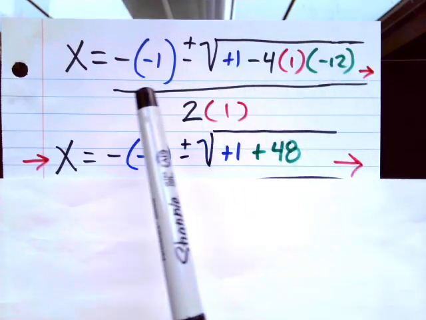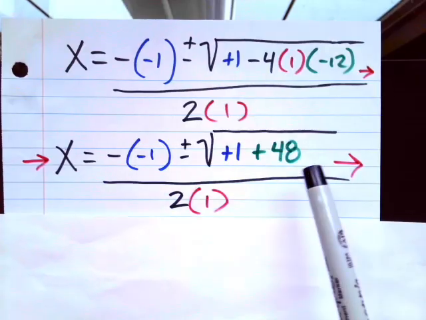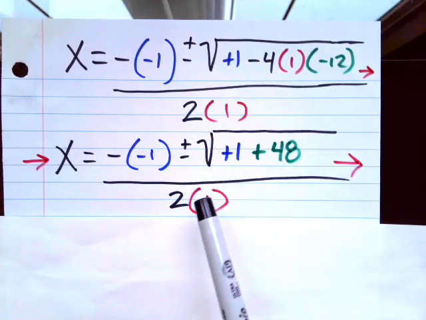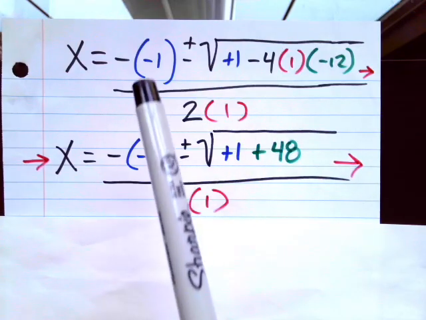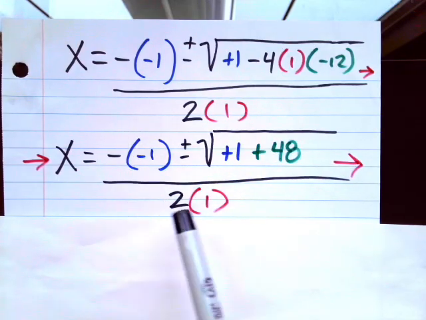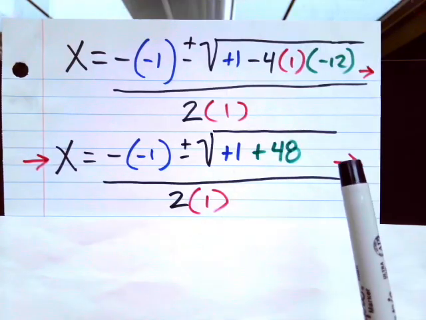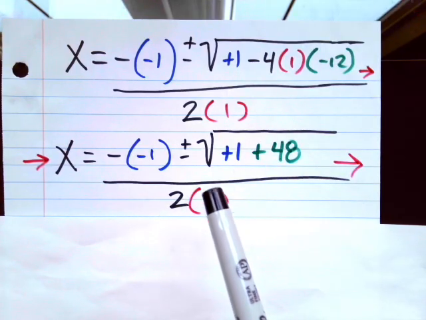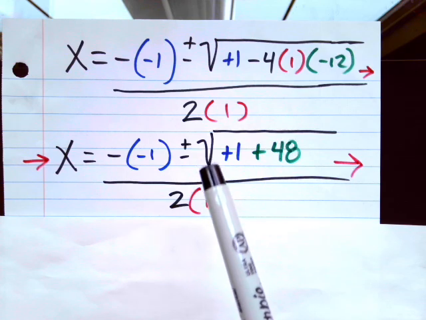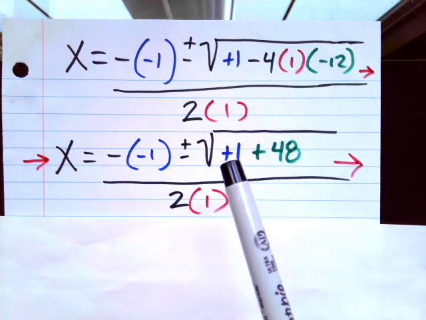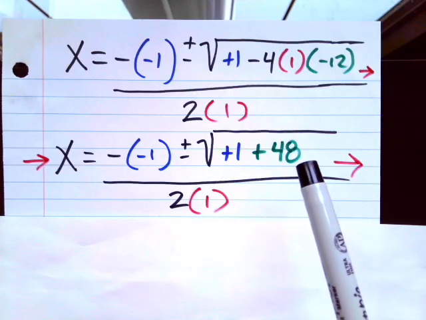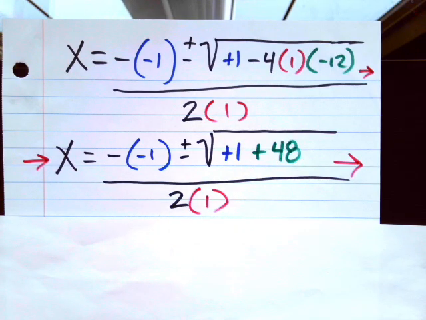And then everything else I'm going to rewrite. I'm going to rewrite the divisor bar. 2 times 1, I just rewrite that. The radical, plus and minus, the -1, the negative. I just rewrite everything. And I'm going to take it step by step. All right, so I have parentheses, which is considered the radical. I have to simplify that first. So 1 plus a 48 is 49, right?